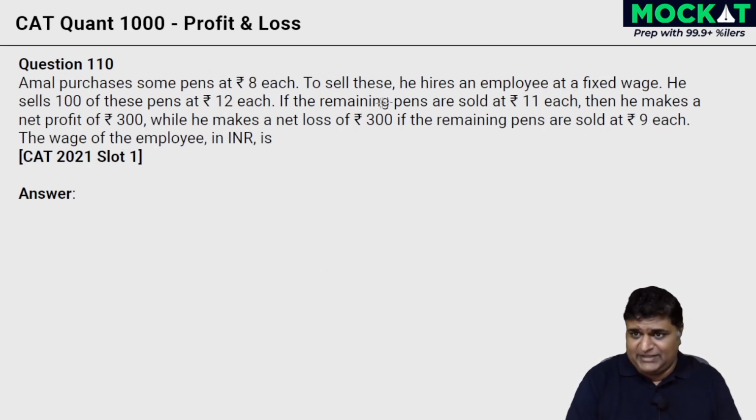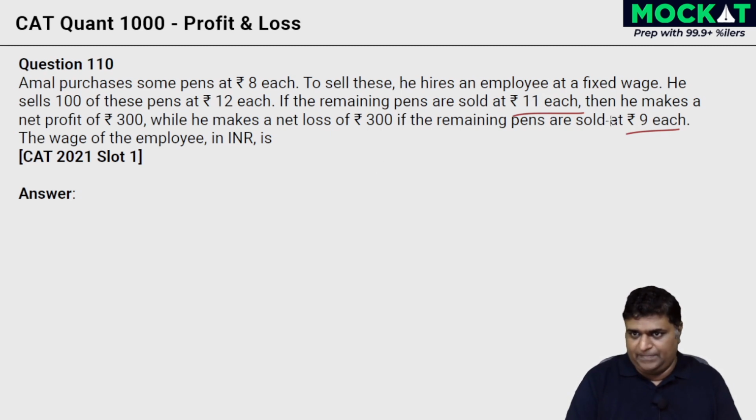Amal purchases some pens at rupees 8 each. To sell these, he hires an employee at a fixed wage. He sells 100 of these pens at rupees 12 each, and if the remaining pens are sold at rupees 11 each, then he makes a net profit of 300, while he makes a net loss of 300 if the remaining pens are sold at rupees 9 each. So what is the difference between these two? It is nothing but 2 rupees a pen, right?